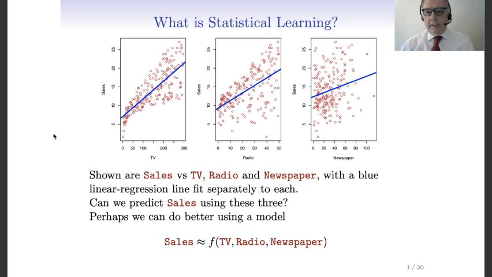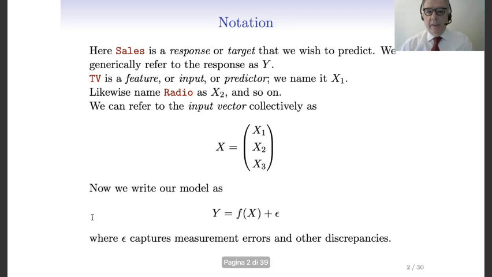So the idea is, can we predict sales as a function of TV, radio, and newspaper money, the money that was spent on ads going on TV, radio, and newspaper. So this is a good example. And now the question is, what kind of function should we look for? But before, let's introduce a bit of notation.